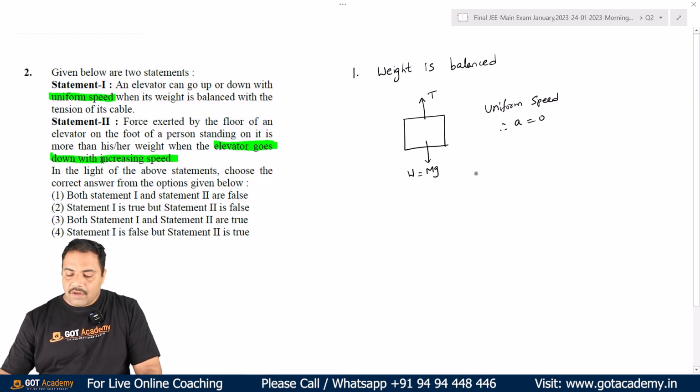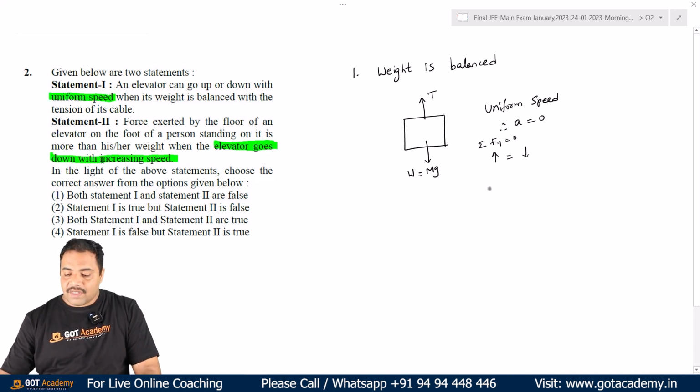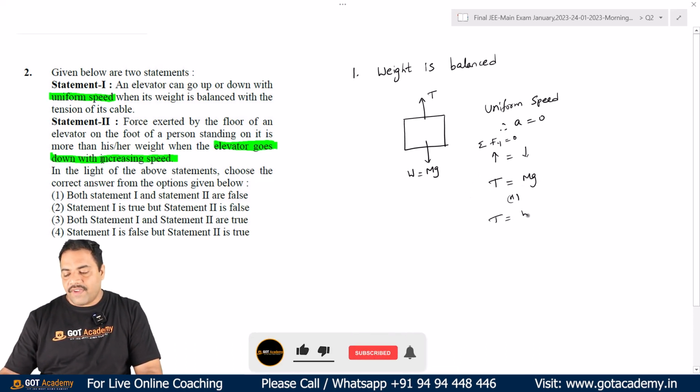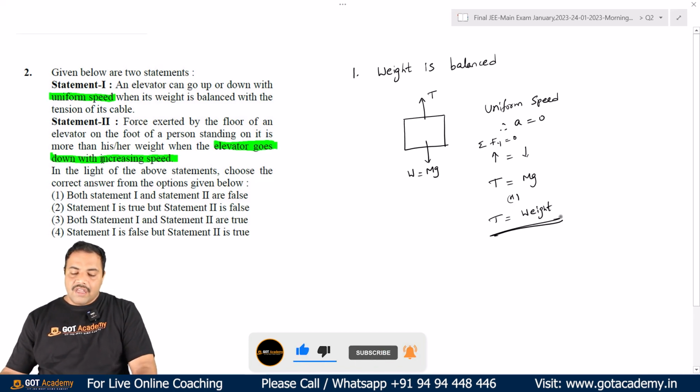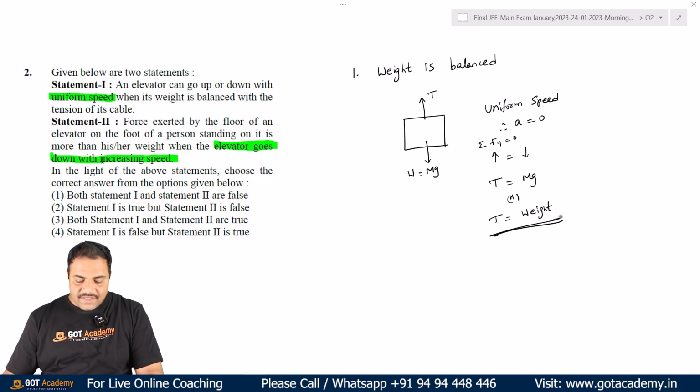So, what is the equation now? Upward force must be equal to the downward force. So, the sum of the forces along the y-axis is equal to 0. Upward is tension and downward is mg, or you can say weight. So, tension equals weight. mg stands for weight. So, now it is very clear that the first statement is correct. Good.